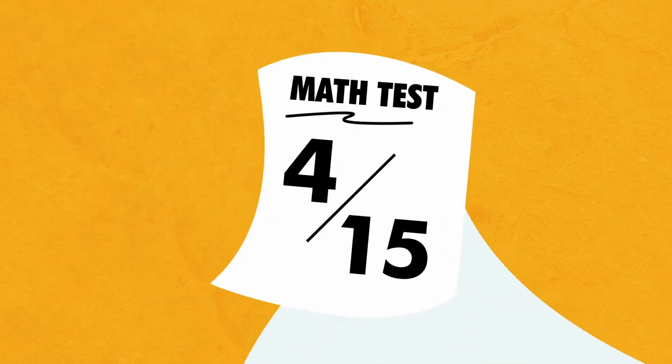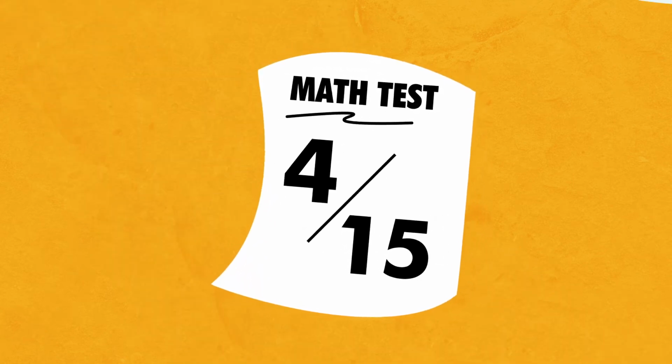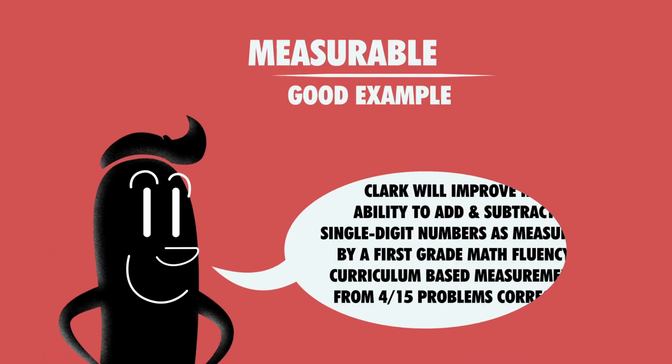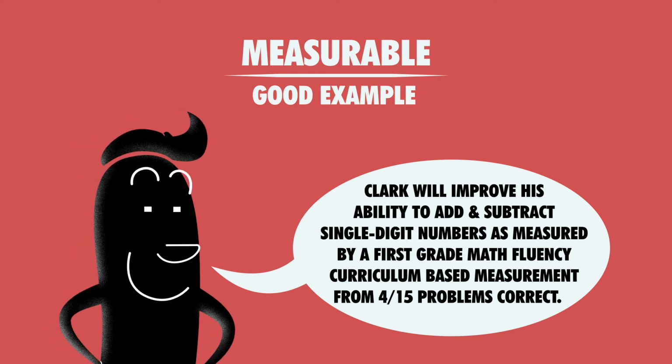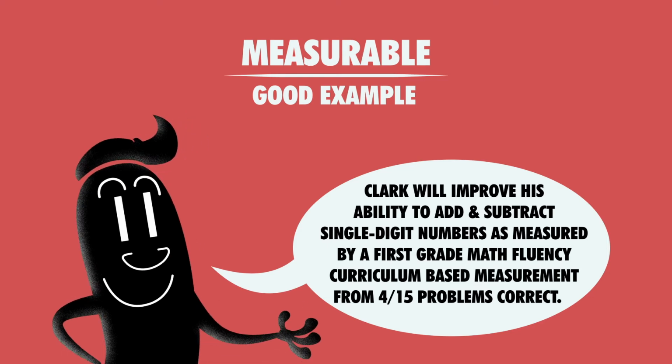Let's look back at the earlier sections of Clark's IEP. In those sections, we discovered that on a regular first-grade math test, Clark currently gets only 4 out of 15 problems correct. Let's update Clark's goal with that information. Clark will improve his ability to add and subtract single-digit numbers as measured by a first-grade math fluency curriculum-based measurement from 4 out of 15 problems correct.